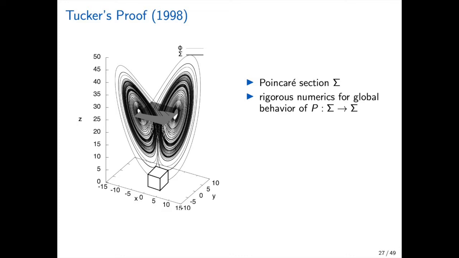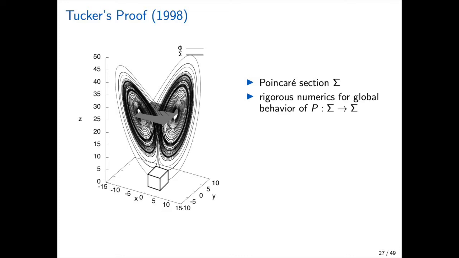Okay. So to go back to Tucker's proof, it's quite similar to the geometric model. With this Poincaré section, you study what the dynamics does on this Poincaré section. So you start here, flow there, and return there. And in the end you study the dynamics on this section sigma.